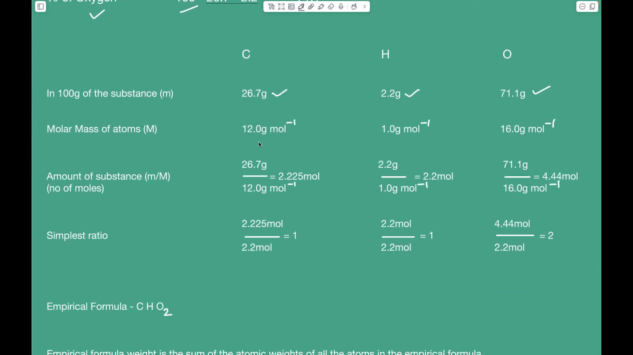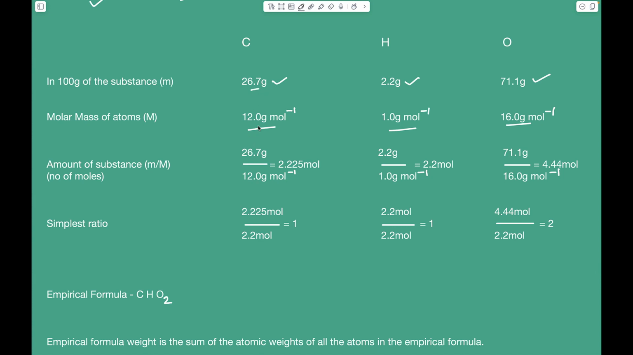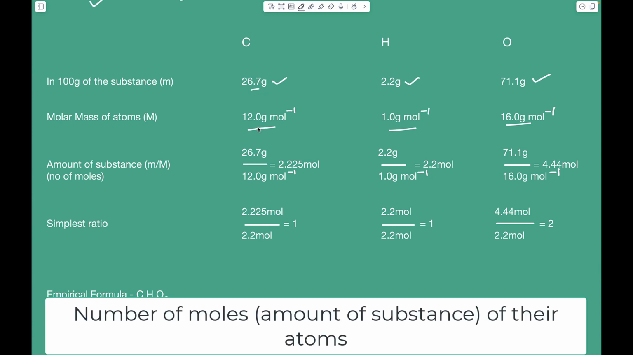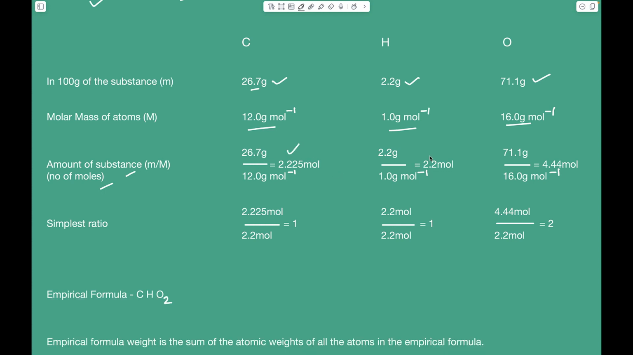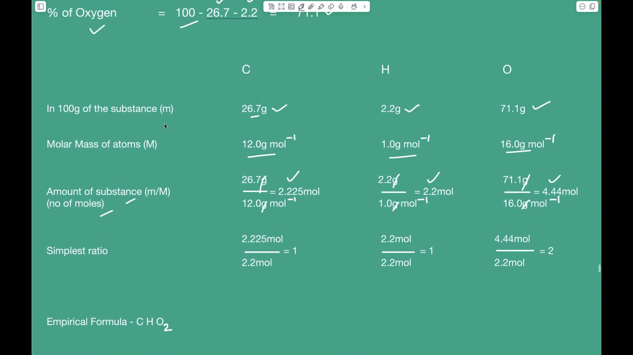And we also know the molar masses of their atoms. And if you divide the given mass with the molar mass of their atoms, you will get the amount of substance or the number of moles. So upon simplification here, you would get 2.225, 2.2 here and 4.44 here. Pay attention to the units. So there are 2.225 moles of carbon and 2.2 moles of hydrogen and 4.44 moles of oxygen in 100 grams of the substance.